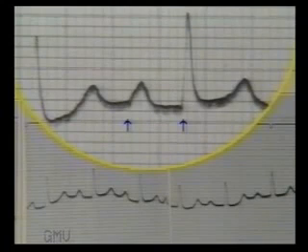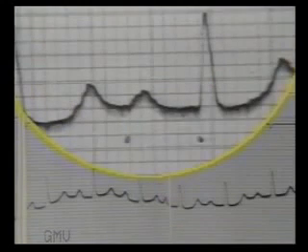Normal range for the PR interval is 3 to 5 small squares. So this ECG shows prolonged PR interval, indicating delayed conduction from atria to ventricles. But no beat is dropped. This is termed first degree AV block or first degree partial heart block.